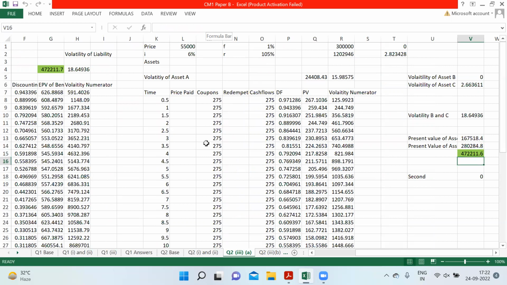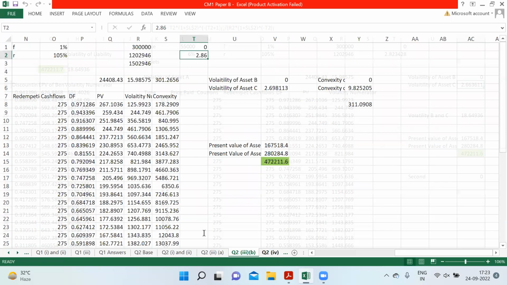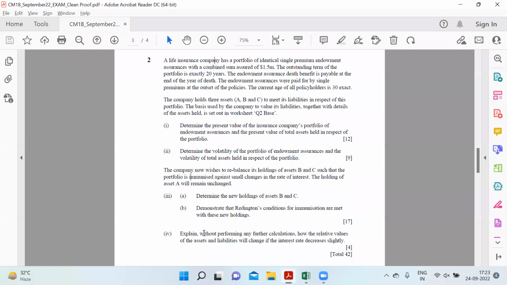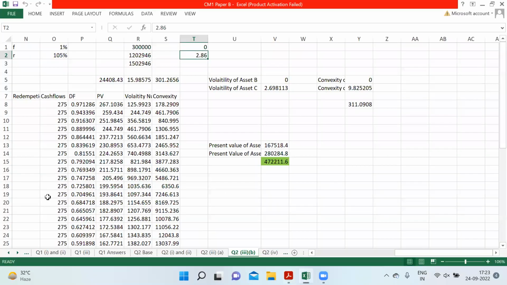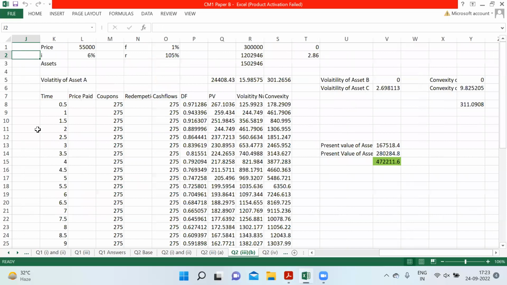Yeah. So these are the volatilities, if I see. But you might not change the holdings as well because the initial conditions are matching. And then they have said to demonstrate Redington's theory, that Redington's conditions are met with this new holding. So you've already calculated the volatility and the present value. Do not need to calculate it again. You only need to calculate the convexity now.